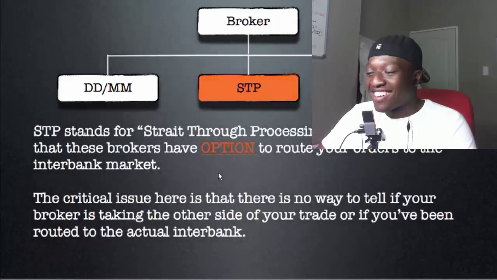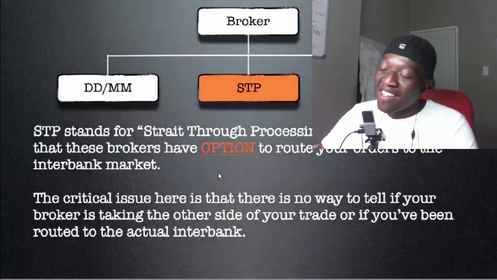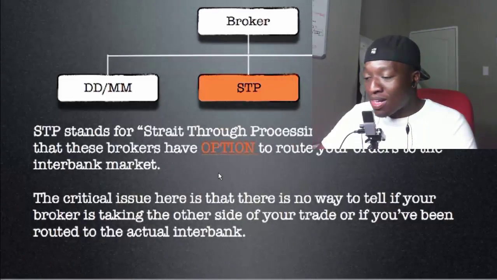STP stands for straight through processing, which means that these brokers have the option, emphasis on option, to route your orders to the interbank market. The critical issue here is that there's no way to tell whether your broker is taking the other side of your trade or if you've been routed to the actual interbank.